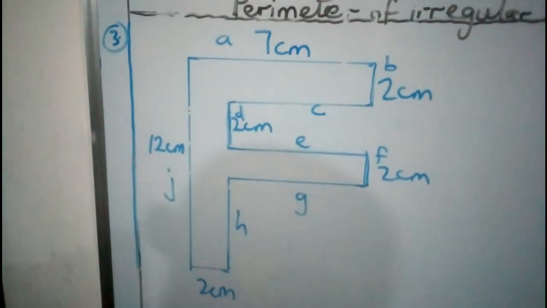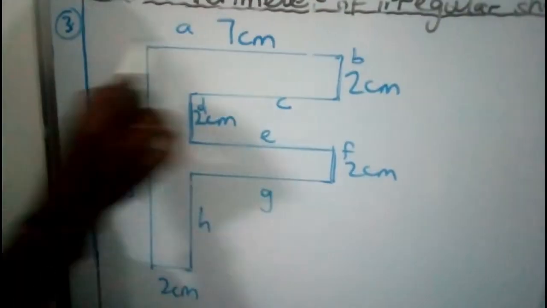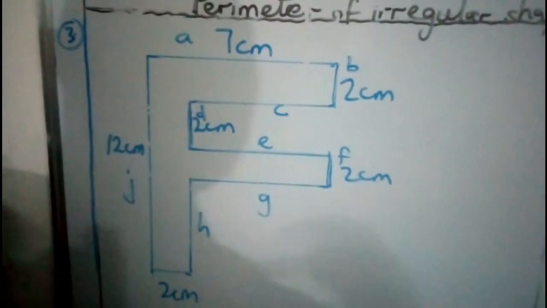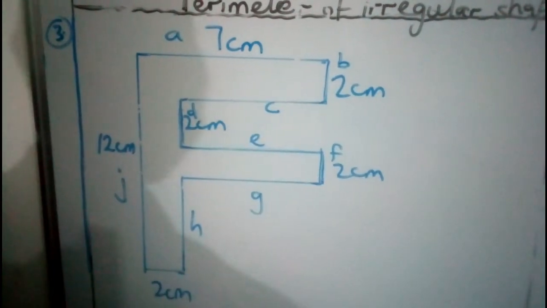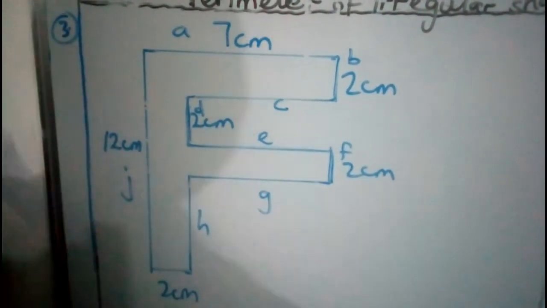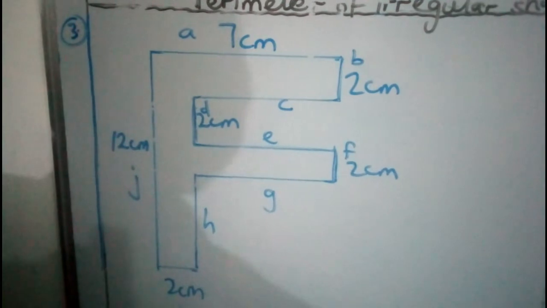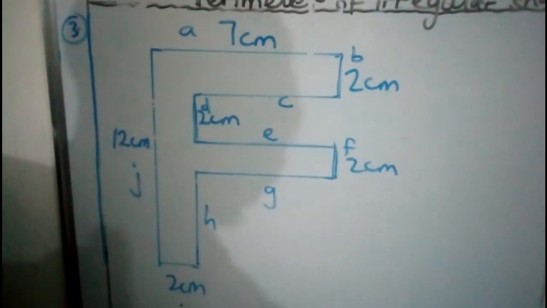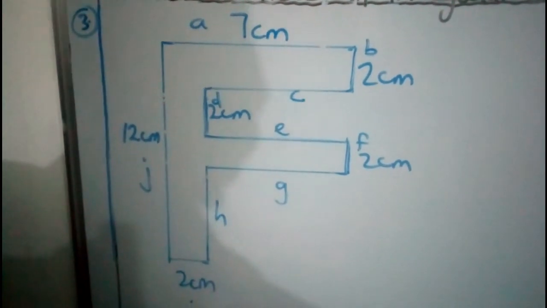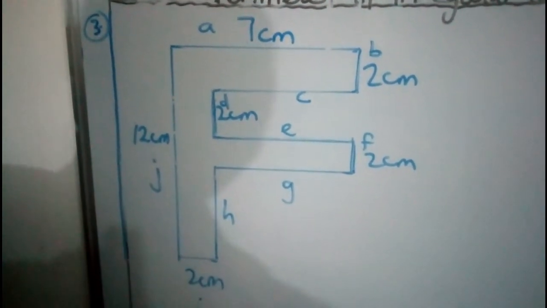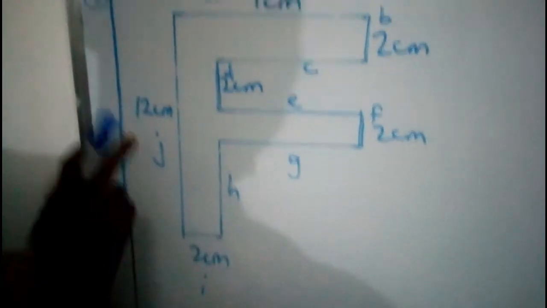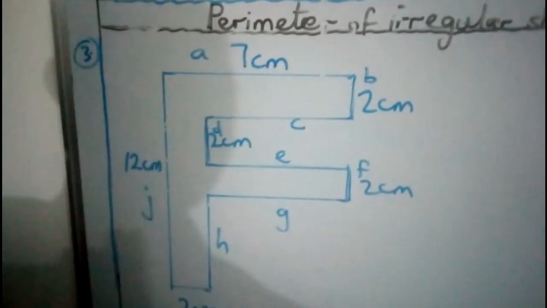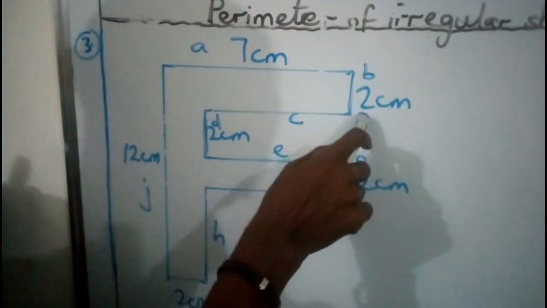So we need to find the sides that are not given. A is 7 centimeters, we know it already. B is 2 centimeters, is given. C is not given, so we need to find C. D is given as 2 centimeters. E is not given, we need to find it. F is given as 2 centimeters. G is not given, we need to find it. H is not given. I is given as 2 centimeters, and J as 12 centimeters. But mind you, whatever you get as your C is the same thing as your G.